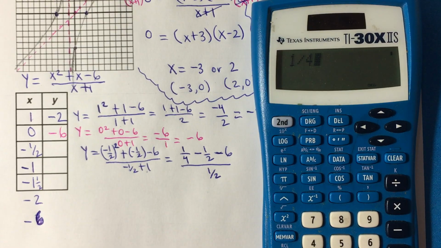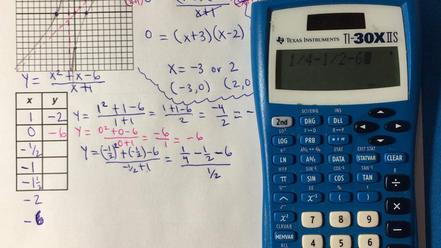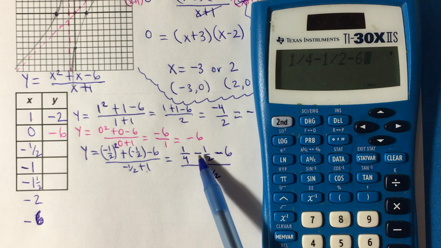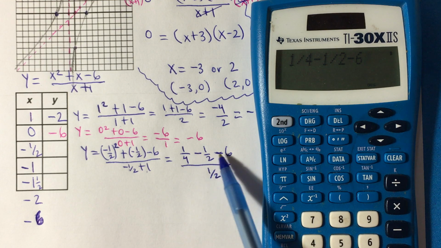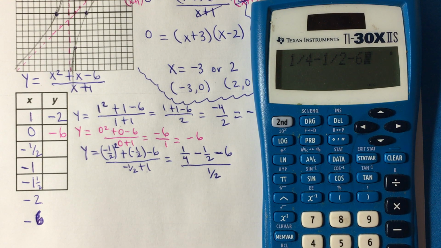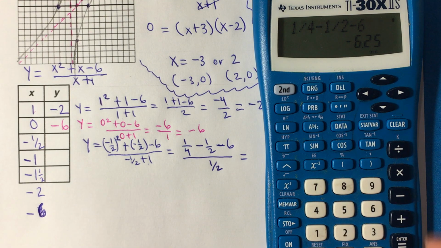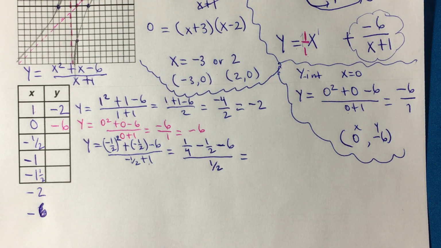1 divided by 4 minus 1 divided by 2 minus 6. And this I can do only because this calculator will respect the division going on between the minus before, because it's a scientific calculator. Negative 6.25. Then we have to divide by 1/2, which is 0.5. And you get negative 12.5. Now let's see, which would be negative 12.5, okay?